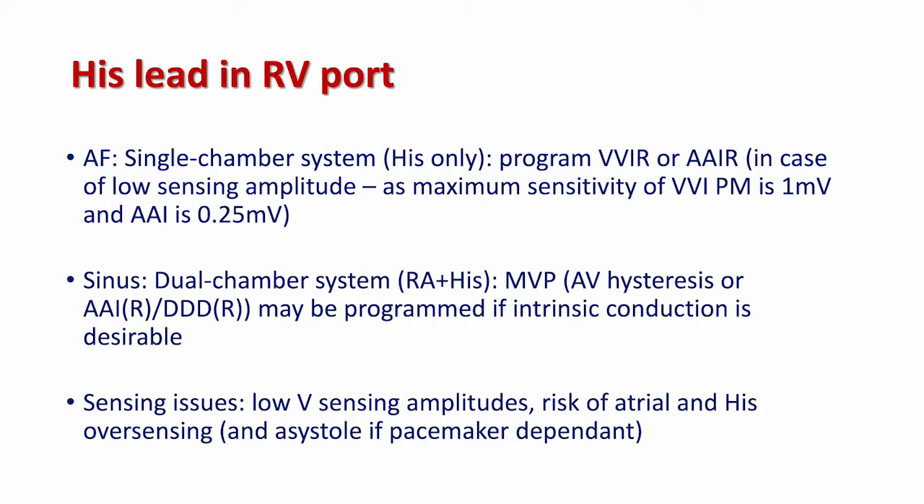That's possible. The big problem with this is the sensing issues, because very often the R wave is small, especially if you have selective HIS capture, then it can really be even below 1 millivolt. So you can run into ventricular undersensing, and you run into atrial or HIS potential oversensing. So that's something you have to be very careful about when you're doing the implant.